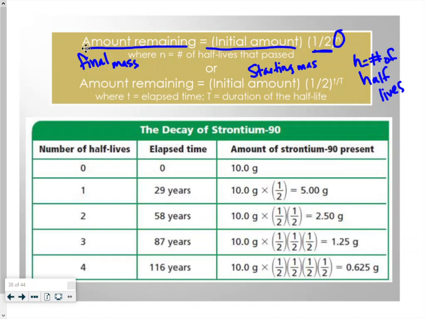Okay? Now, a couple of things are identified here too. They use a little t to denote the elapsed time. This is also what I call total time. And the big T is the duration of the half-life, which I call the half-life time.